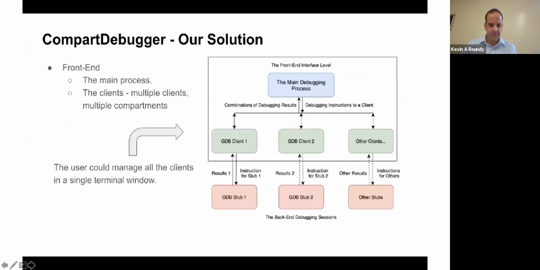Surrounded by this box is our front end, where we have a main process to manage all the GDB clients that are launched, corresponding to stubs running on top of the compartments. The user can then send instructions to the clients about what to do or switch between them, and this solves our need to debug multiple compartments with different processes.